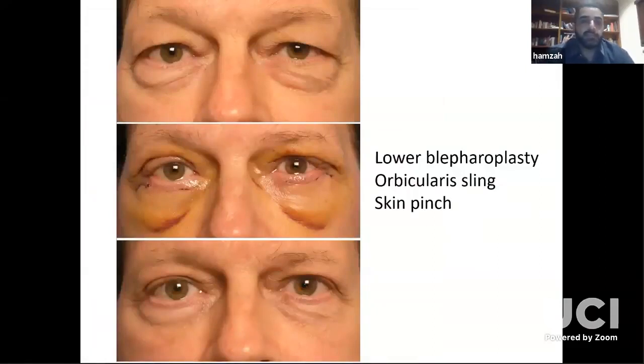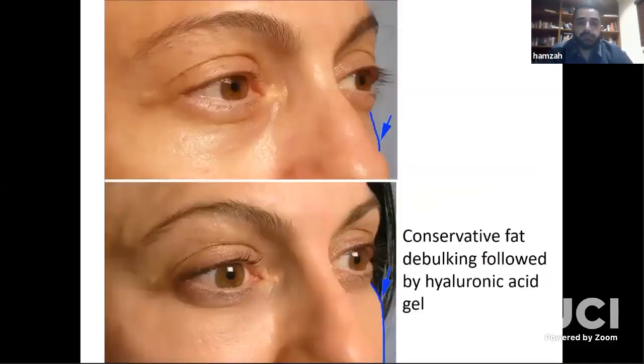But in some patients, you can see that just addressing these issues is not going to be enough. And so here, low blepharoplasty with an orbicularis sling and a skin pinch. So the orbicularis is sort of tucked up and rebolstered laterally, and only skin removed from the lower eyelid. Here you can see conservative fat debulking. And the nice thing about adjunctive techniques is that you can always add volume later. And that's one of the beauties of using hyaluronic acid gel in your practice.